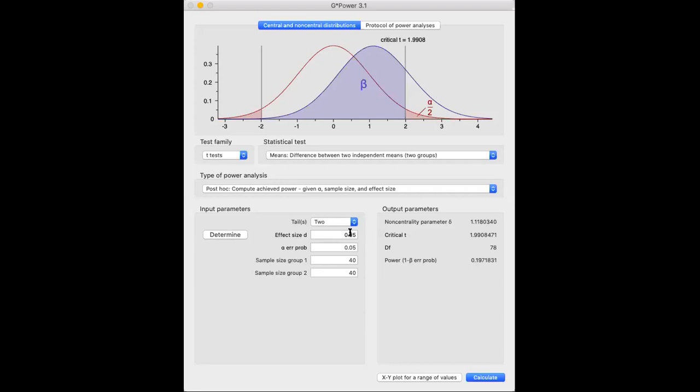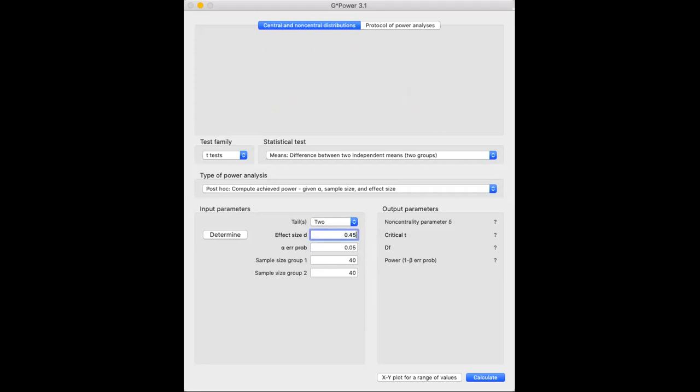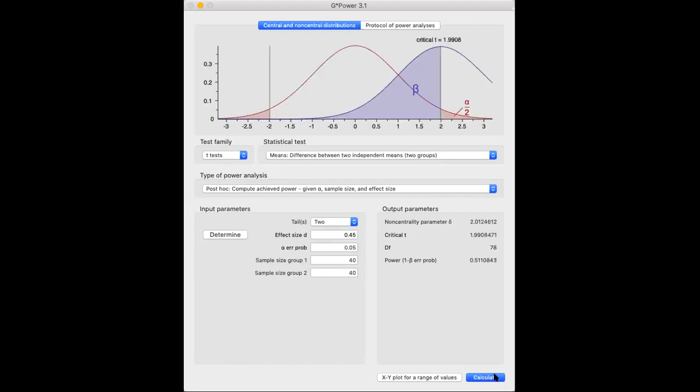So of course, if the effect size is bigger, say 0.45, and we keep the sample size at 40, 40, but the effect size is now a little bit larger, then you will have a slightly higher power. So in this case, you have a power of 0.51, which means if the effect size is bigger, with the same sample size, it is more likely to get replicated compared to a smaller effect size.